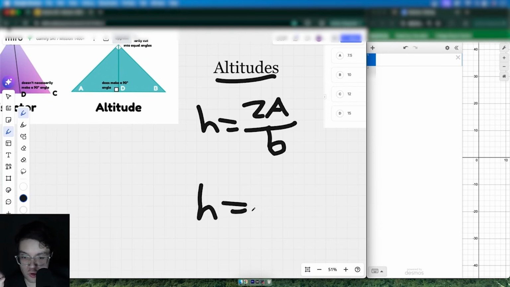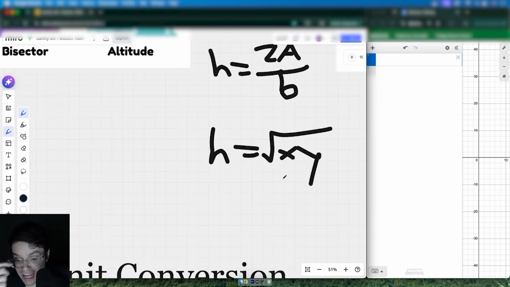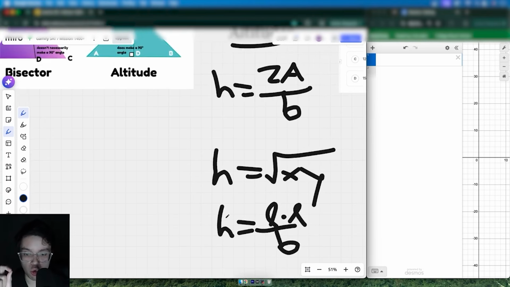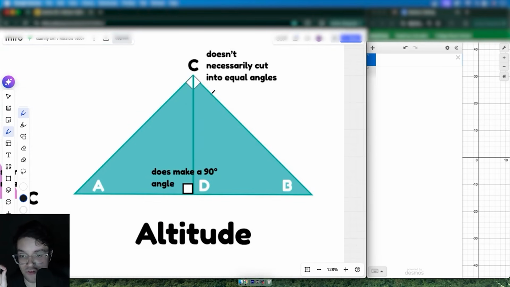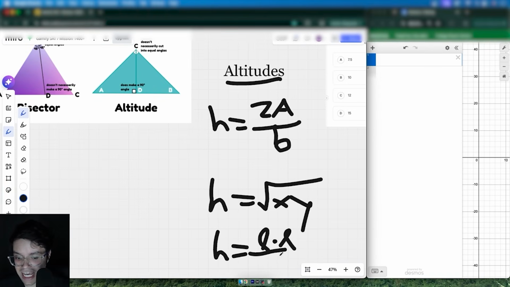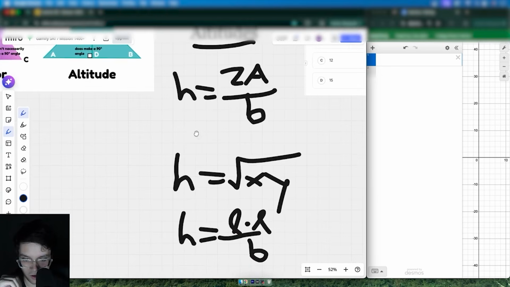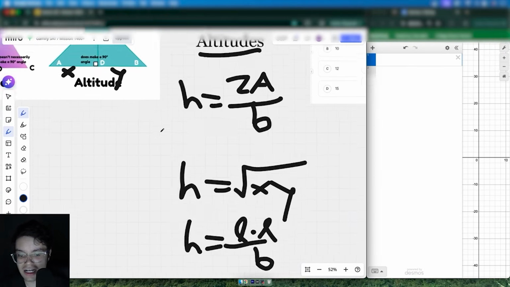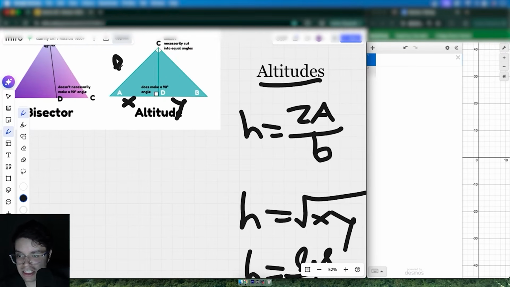h equals the square root of x times y, and then h is equal to length times length divided by base. Keep in mind, these can actually only work if the major triangle, the full thing, also has a 90-degree angle like it does up here. If it was not a 90-degree angle over there, these two formulas could not work. But it almost always will be a 90-degree angle here, so it probably doesn't matter. x and y are this piece and then that piece. And then the lengths are this piece and that piece, and then the base is just this entire thing down here.